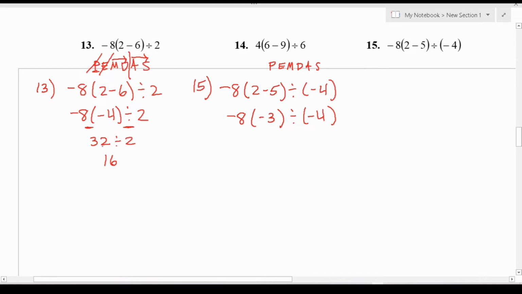Just like over here, we now have multiplication right here and division right here. We have no exponents, so we're moving on to multiplication and division. And again, we're working these out as they appear in the problem from left to right. So multiplication happened to come first. We'll do that first. Negative 8 times negative 3 is going to be positive 24. And this, again, is going to be divided by negative 4. I'm going to drop those parentheses. They're really not serving any purpose in this problem. Now I can do this division here, which is going to be 24 divided by negative 4, or negative 6.